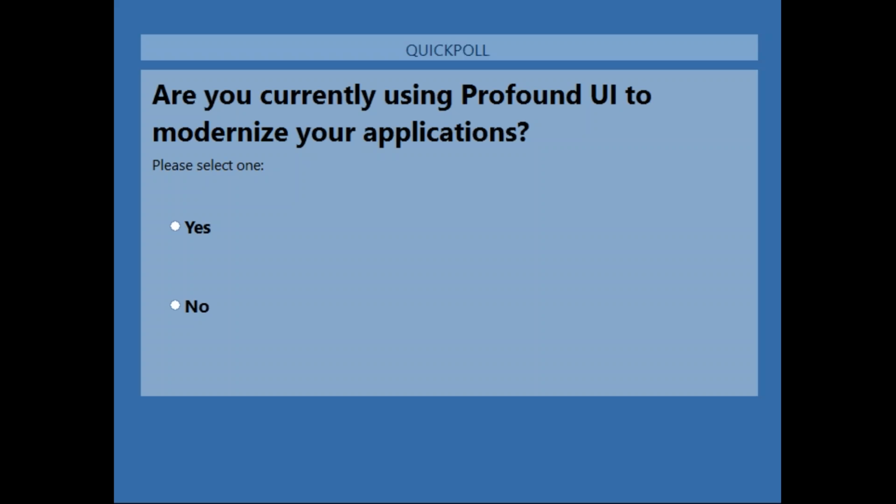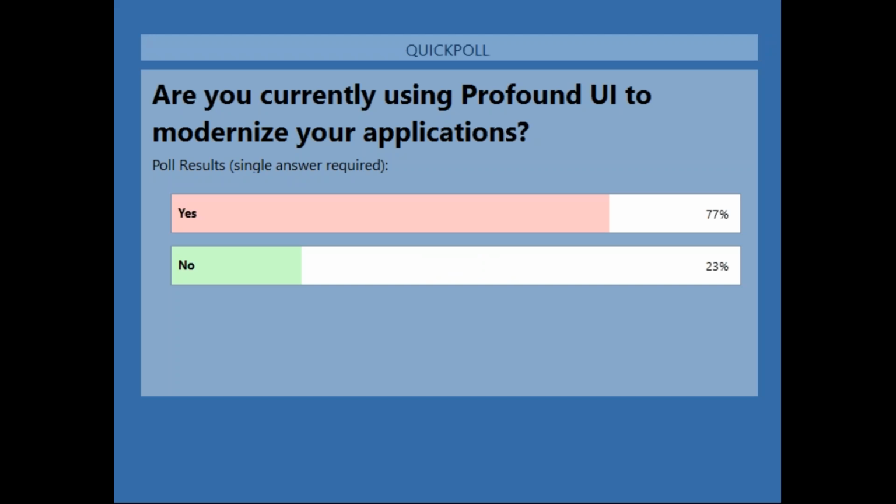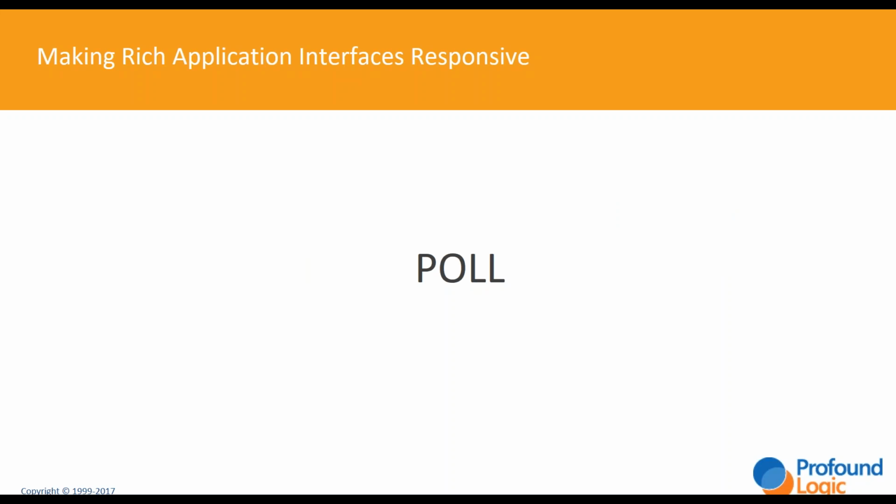All right. And it looks like almost everyone has voted at this point, so we'll go ahead and close out the poll and see what the results look like. So at this point, it seems that well over 3/4 of you are all currently using Profound UI in your organization. And this webinar is really geared for you. For those of you that aren't using Profound UI at this point, you should still be able to follow along, so don't be discouraged by that fact.